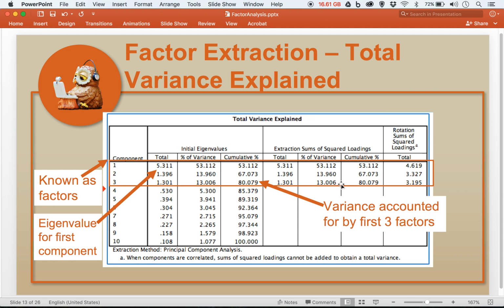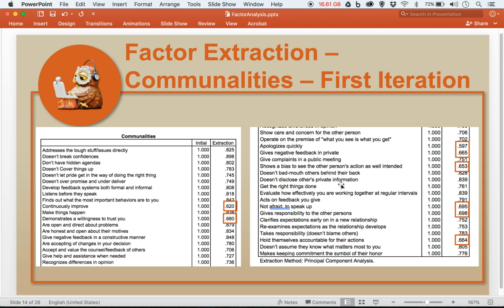I told you guys how I had a lot of iterations. Well, this is the slide that will show you the table of communalities before extraction. So here are all my variables, and remember that your communality is the proportion of common variance within a variable.